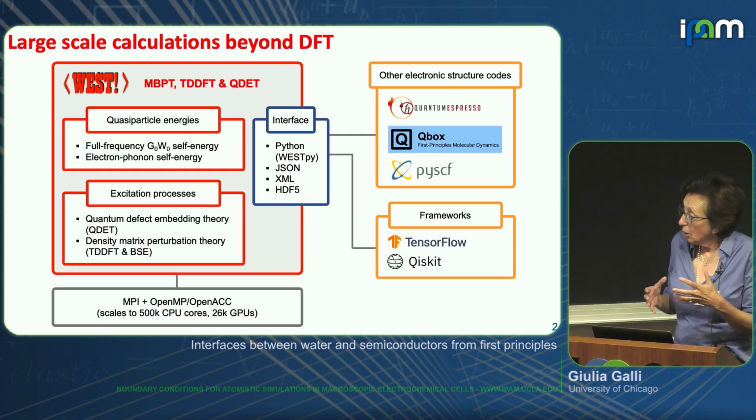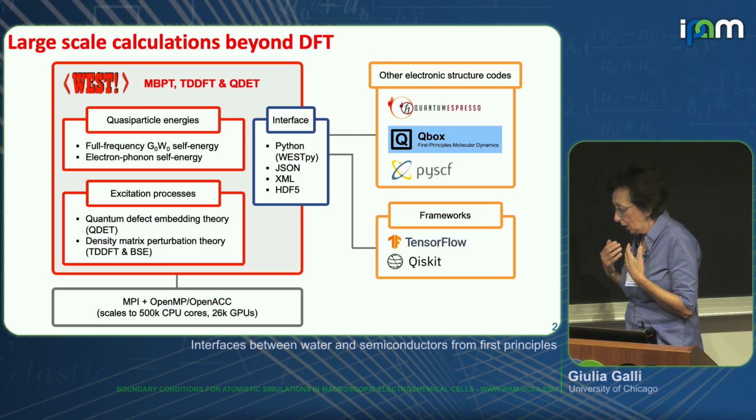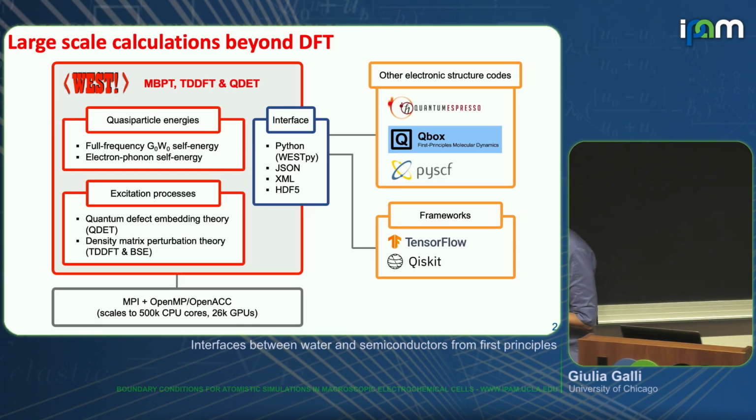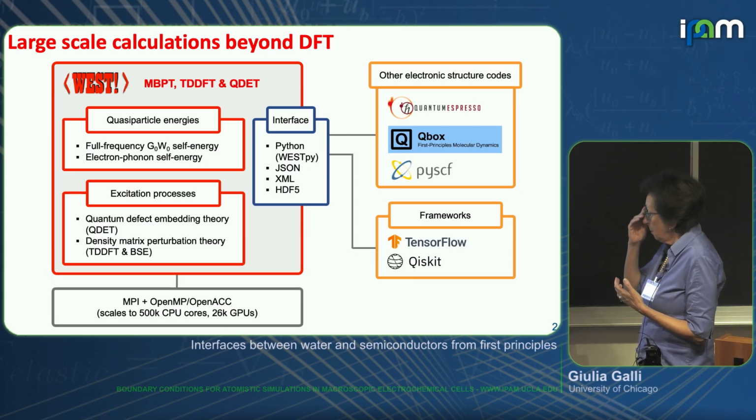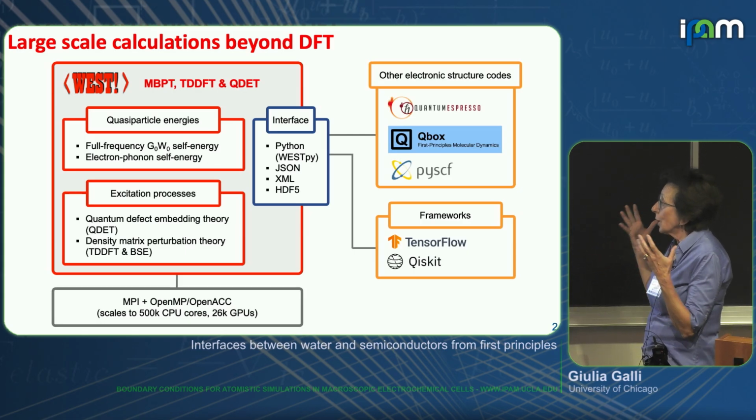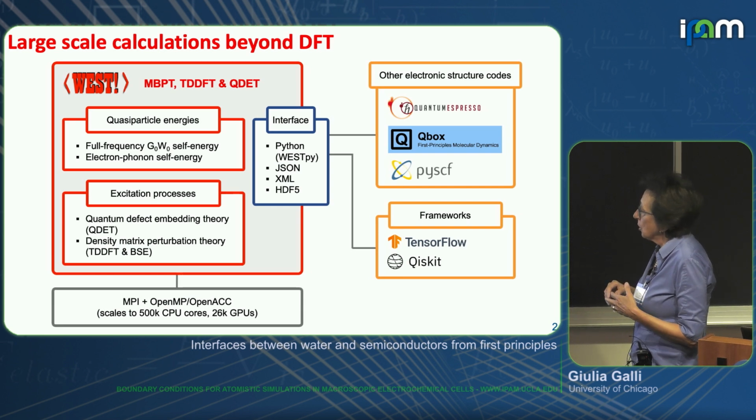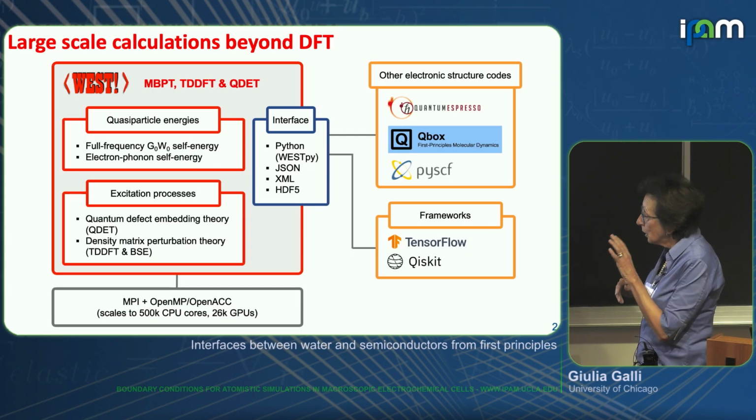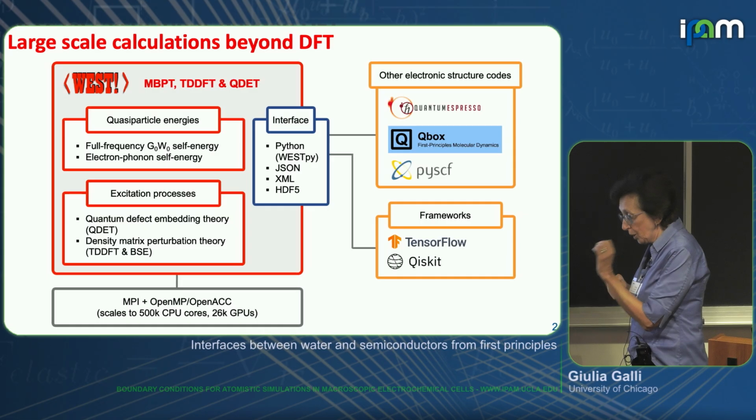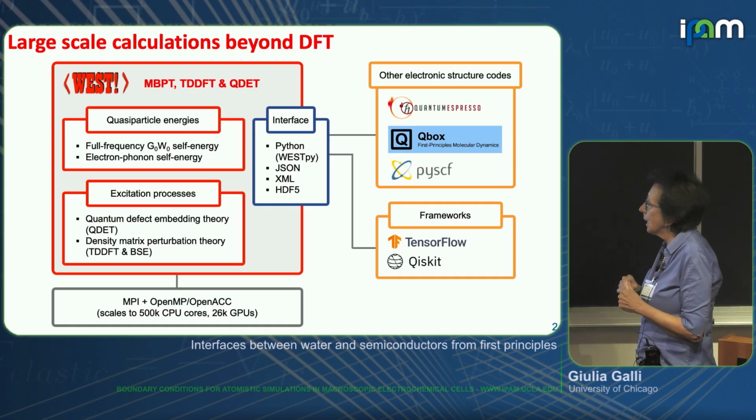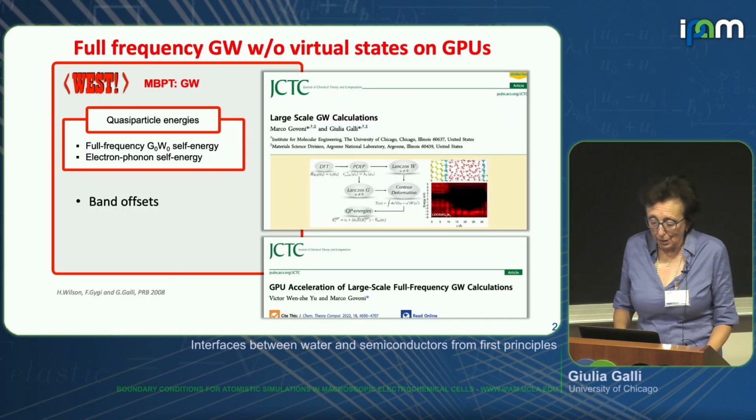Okay, so starting from DFT, we have developed many-body perturbation theory methods, GW, BSE, as I said, time-dependent DFT and QDET, that we have optimized also to run on GPUs, and they are listed here. And I will briefly tell you what they are and how we use them for interfaces, and they are implemented in this code called WEST.